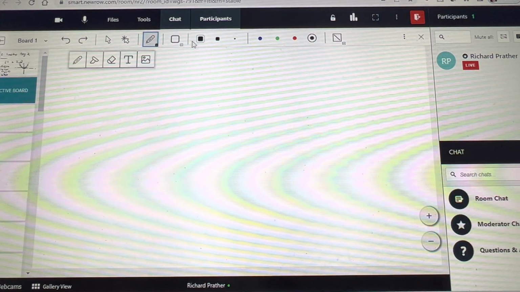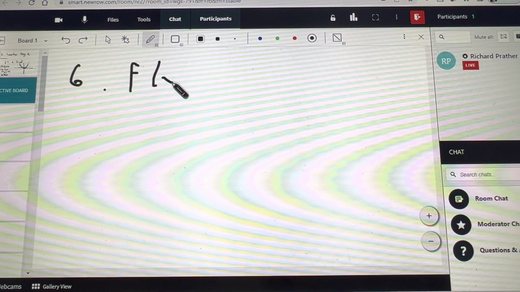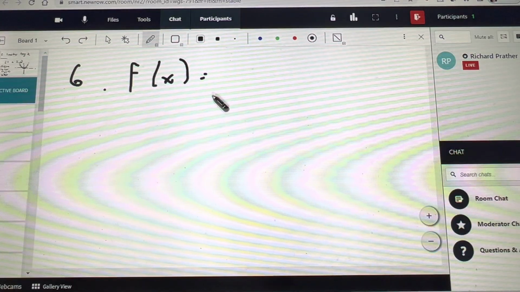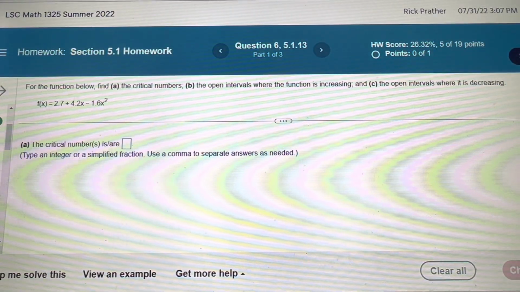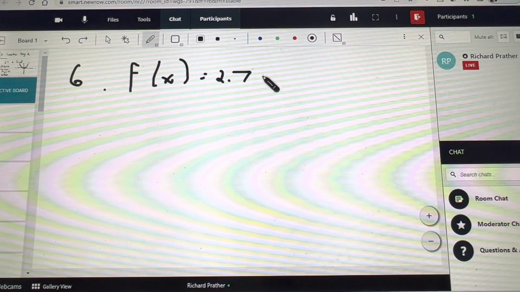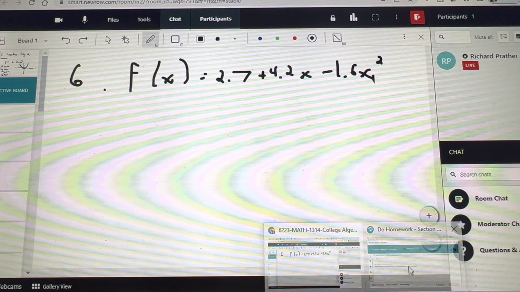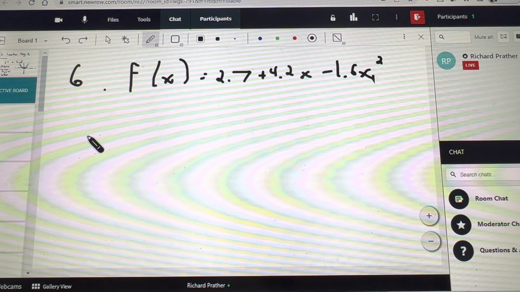So on number 6, we write down the original f of x. Notice that's f of x, not the derivative yet. 2.7 plus 4.2x minus 1.6x squared. Okay, so first thing you have to do is find the derivative of that.